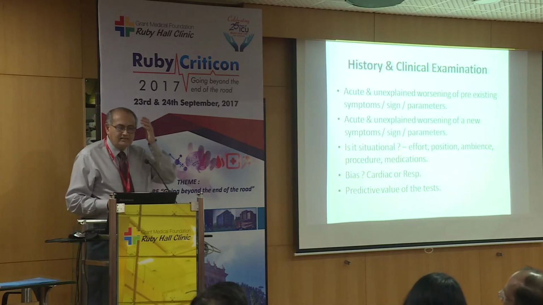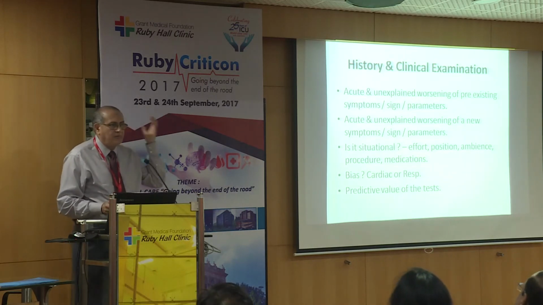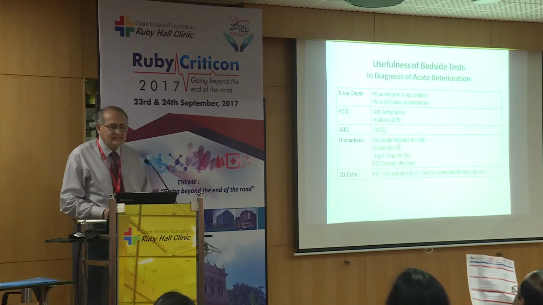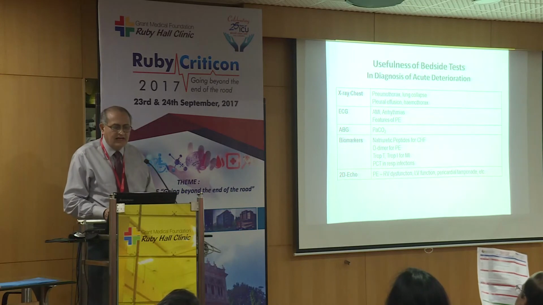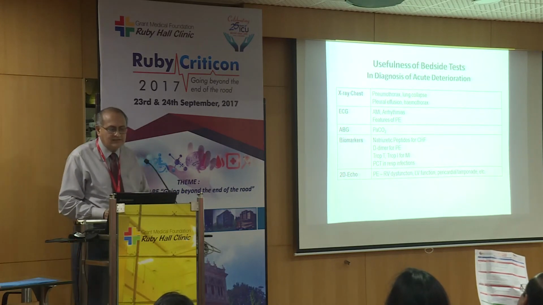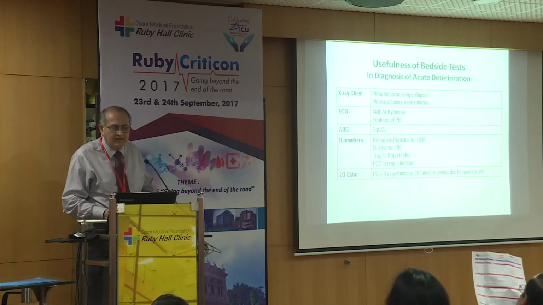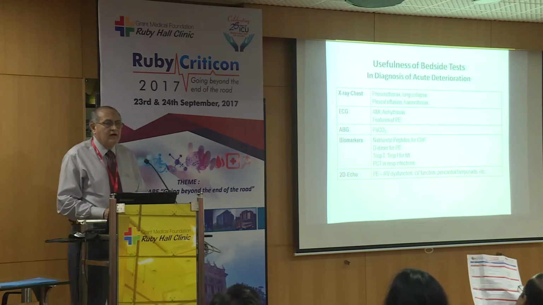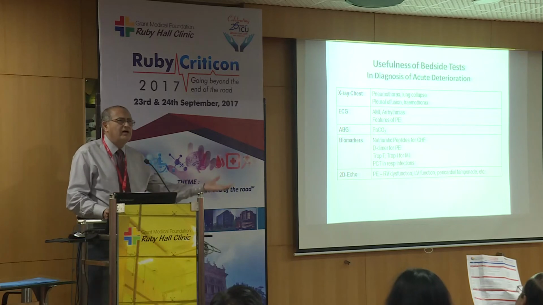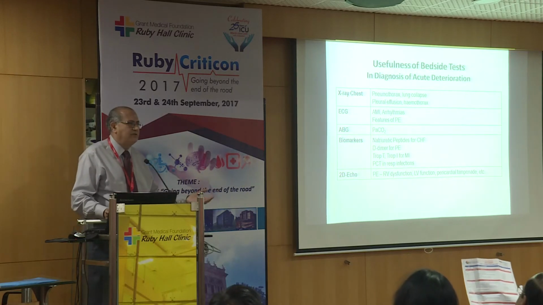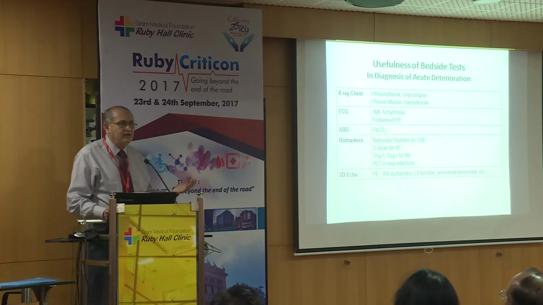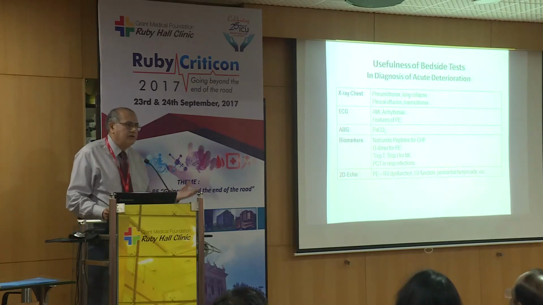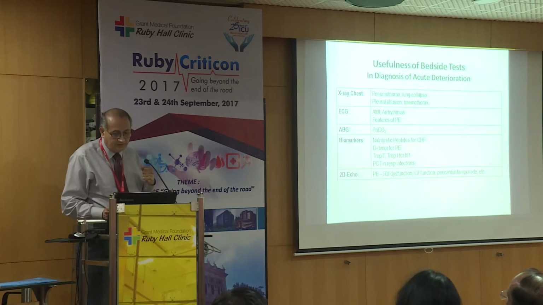Just to summarize, history and clinical examination are extremely important, which I already told you about. Usefulness of bedside tests in diagnosis of acute deterioration. X-ray chest is always useful in pneumothorax, lung collapse, pleural effusion. ECG for obvious reasons that you see over here. Arterial blood gases are more useful. You have your SpO2, so why do you want arterial blood gases all the time? Because it is very useful to know the PaCO2 level. PaCO2 is an extremely useful variable which you have to know in your intensive care unit.